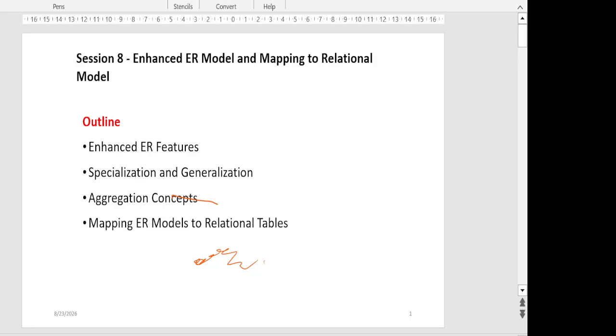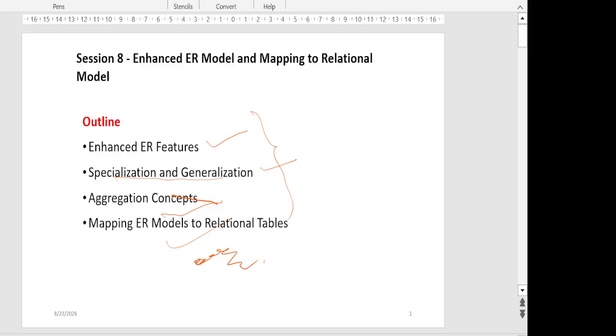So dear students, before going to the actual discussion of today's concept, we will discuss the outline of today's presentation. That is the enhanced ER diagram and a discussion of specialization and generalization, followed by some examples related to these two concepts, and we will discuss aggregation, and at the end we will discuss mapping ER models into relational models. That means how ER diagrams will be converted into relational models.